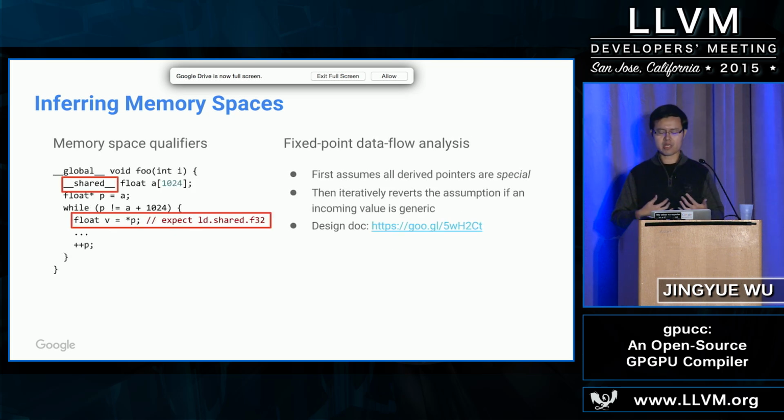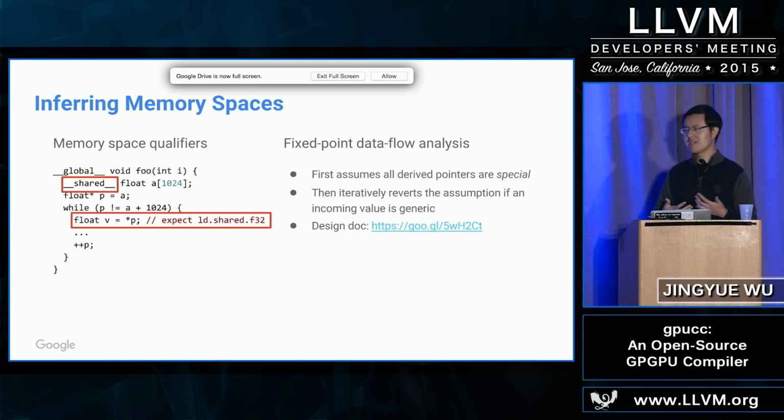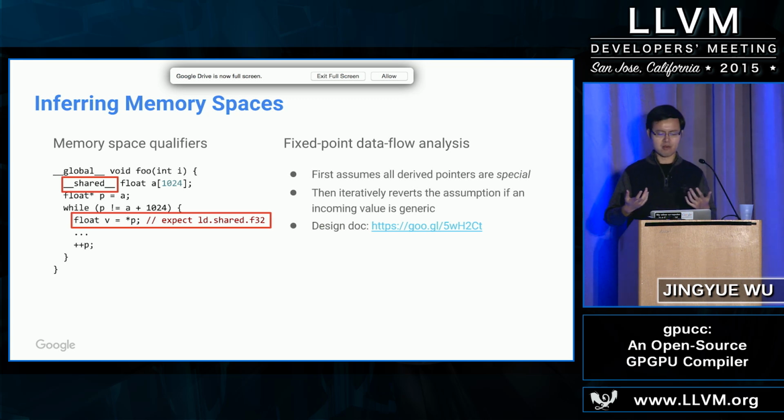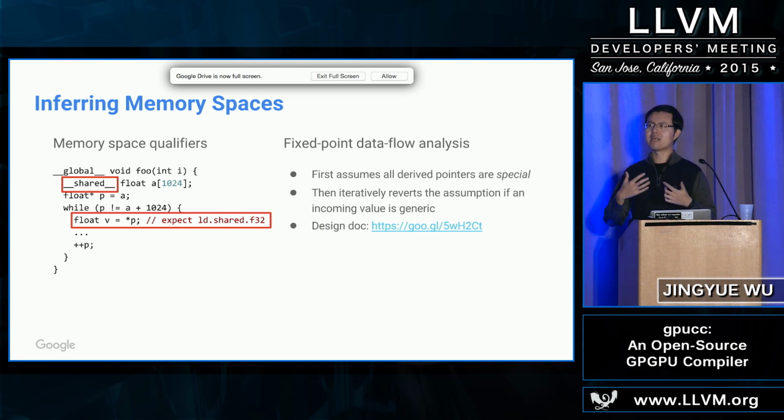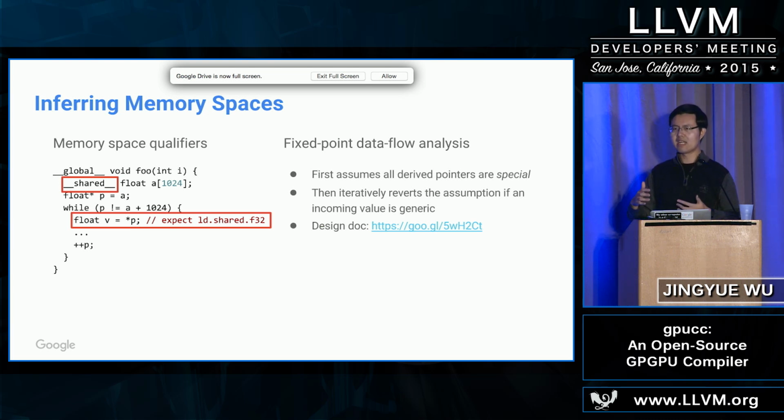The idea is to go through the code, find all the pointers, and try to infer which memory space each resides in. In this example, we only have one load, which is v equals star p. The pointer p is a pointer induction variable, but its underlying object is always a. And a is annotated by the shared attribute, which the programmer added to indicate that a must be in shared memory. So the compiler can just generate a load shared for v equals star p instead of a generic load.